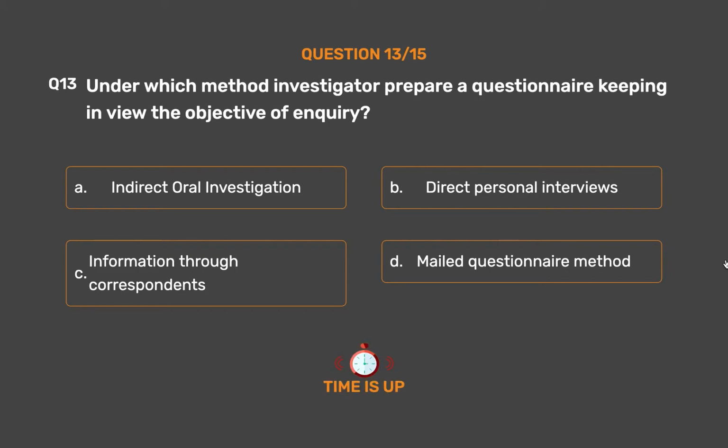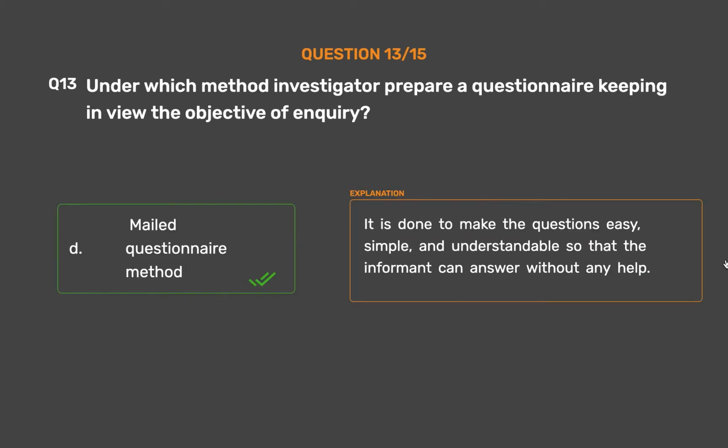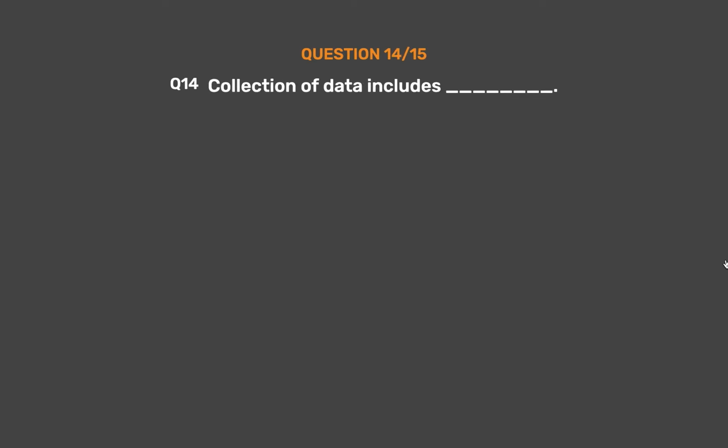The correct answer is Option D. Mailed questionnaire method. It is done to make the questions easy, simple, and understandable so that the informant can answer without any help.